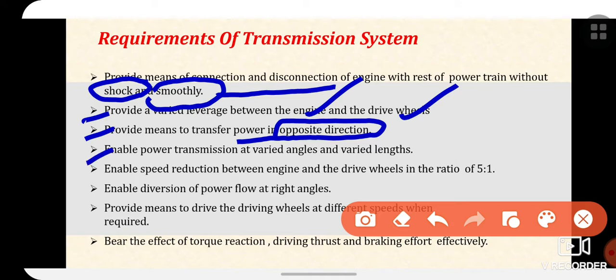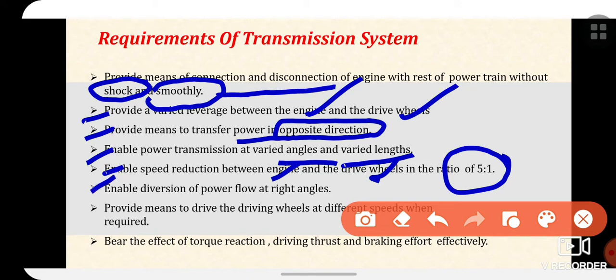Then it is to enable power transmission at variation in the angles and variation in the lengths. Then it is to enable speed reduction between engine and the driving wheels at the ratio of 5:1. Then it is to enable diversion of power flow at right angles. Then it is to provide means to drive the driving wheels at different speeds when it is required. And the last requirement, it is to bear the effect of torque reaction, driving thrust and braking effort effectively.